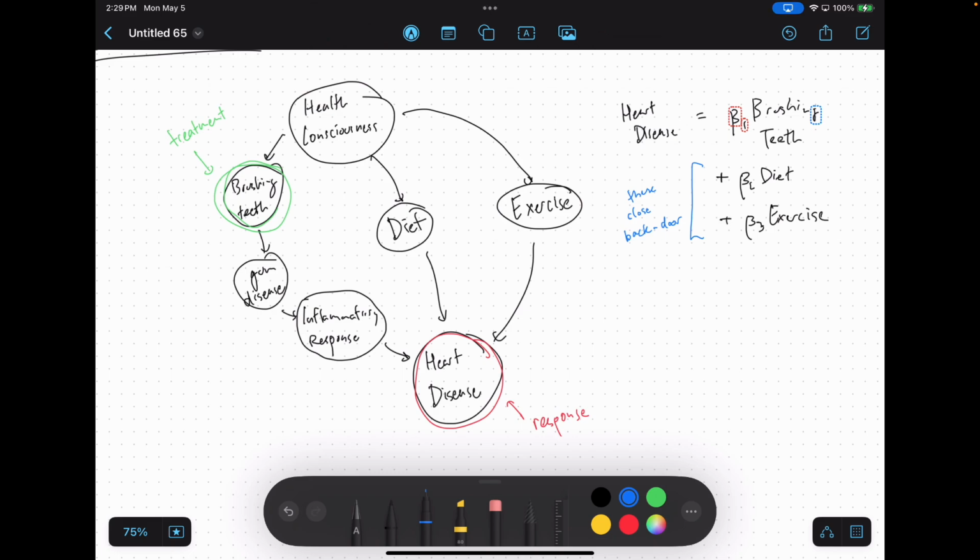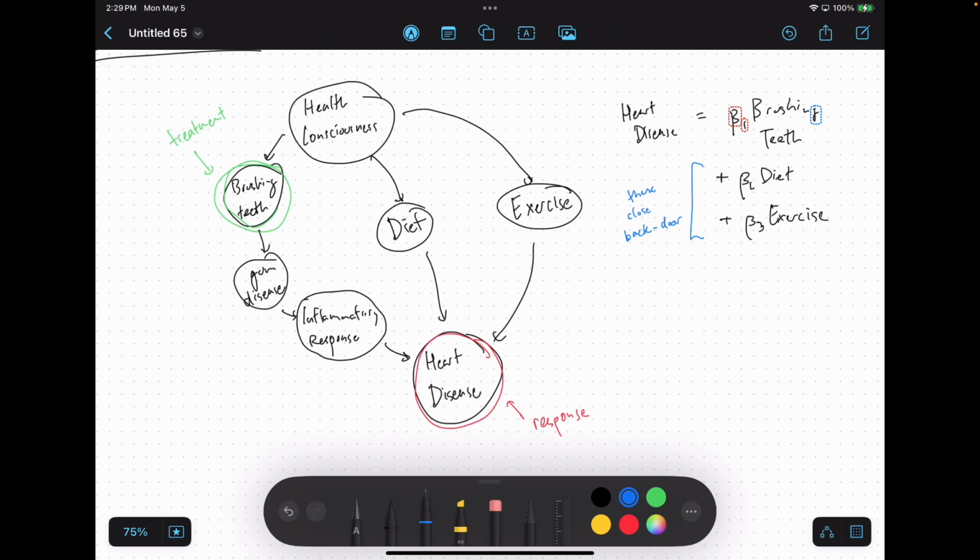Let's get rid of exercise for a second. And you say, I observe a bunch of people brushing their teeth, and they all have lower heart disease compared to a bunch of people who don't brush their teeth. But you didn't control for diet, right? And then your conclusion might be, well, brushing your teeth reduces incidence of heart disease by, however much.